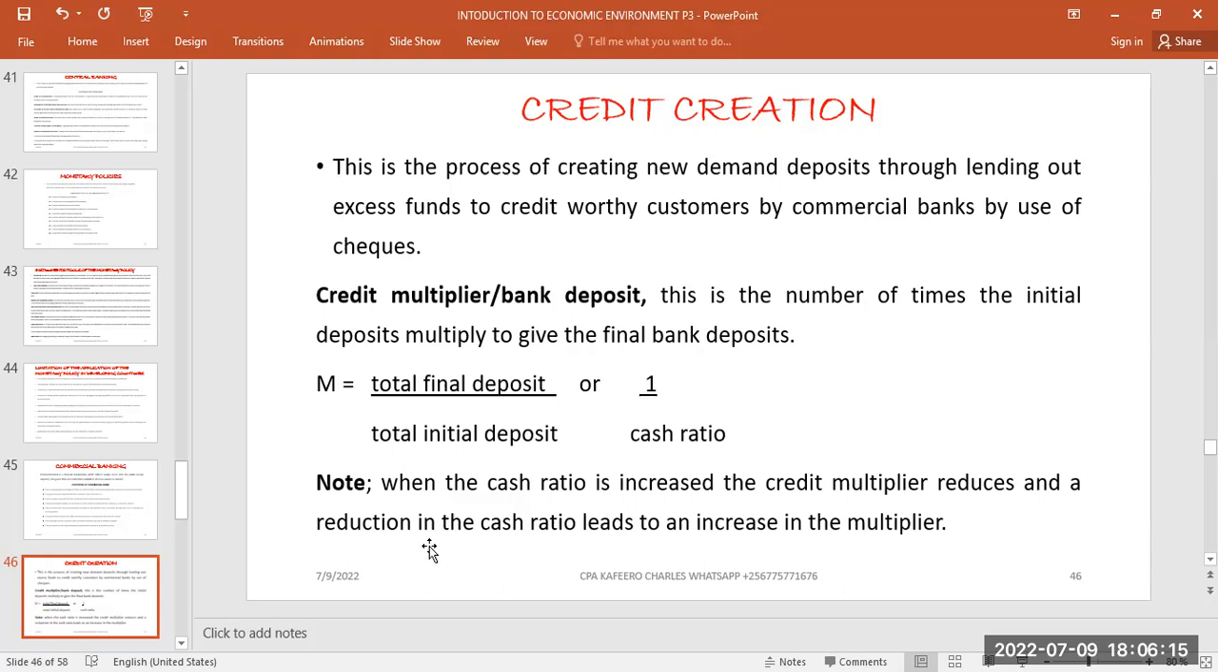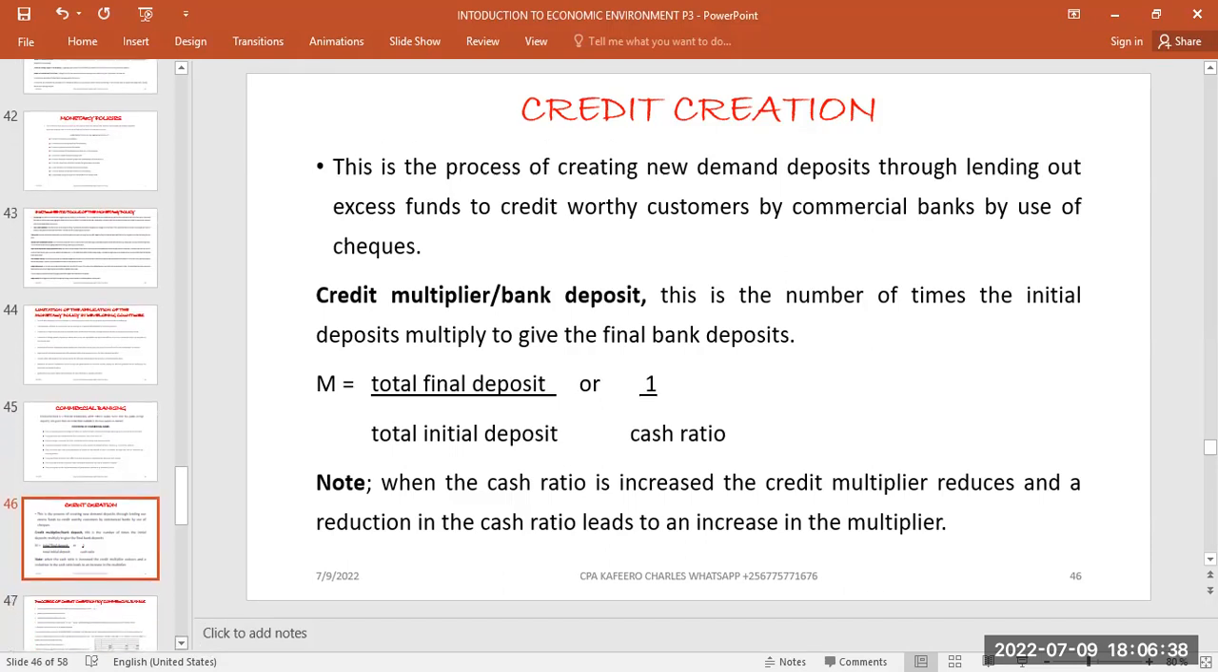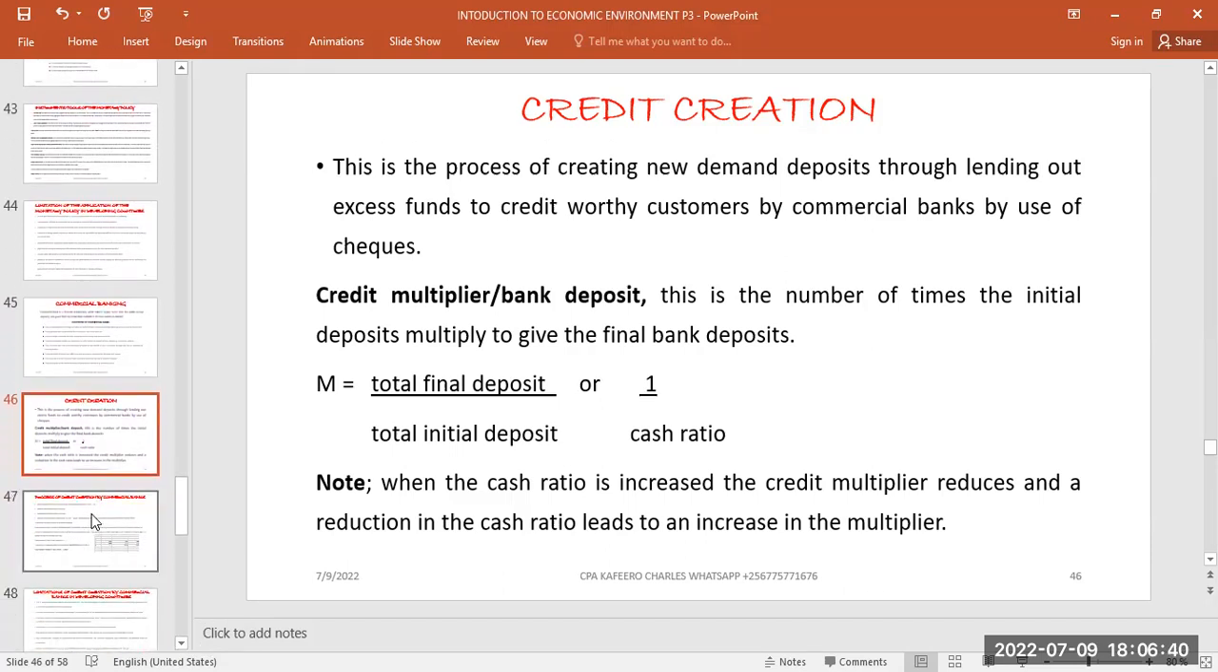And we have a note that when the cash ratio is increasing, then the credit multiplier reduces. And a reduction in the cash ratio leads to an increase in the credit multiplier effect. We're going to look at this because even if I explain, you may not understand until you're doing the computations.